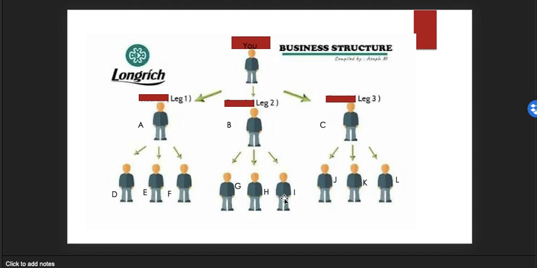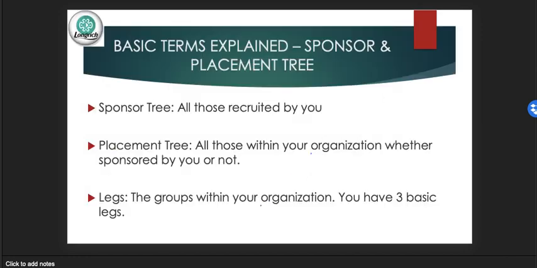But because you are the head of this business structure, you are the head of this company, this conglomerate, you can sponsor across the legs, wherever you want. You can sponsor Mr. K, you can sponsor Mr. E, you can sponsor Mr. H. You are their sponsor, but placement will be Mr. B, A, or C as you decide. I guess you should understand that by now.